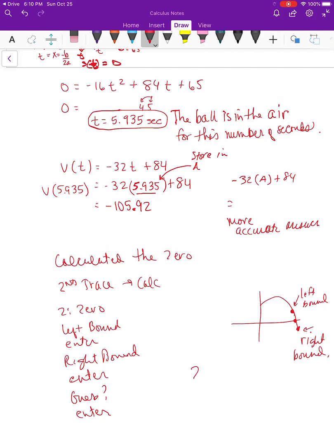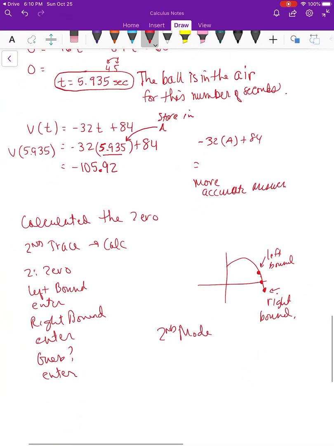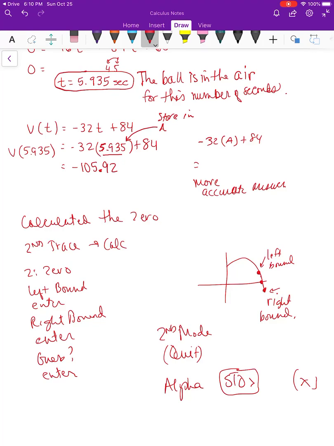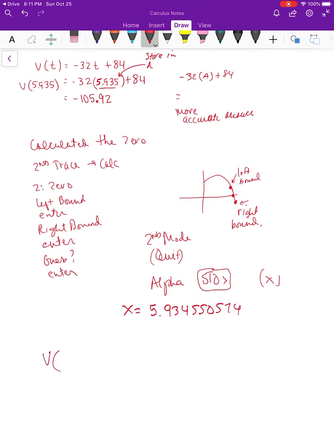And once it gave me that, I went out, I said second quit, or second mode for quit. Oops, sorry. Second mode, and that was for quit. And I said alpha, the STO key, and that was for X. And when I did that, it gave me that 5.934550574. So I know that that is what is in X. So now, if I wanted to find a more accurate velocity at that X value, I can now do negative 32 times X, and I find X by saying alpha store, right? That's the X, and then plus 84. So let's see how much more accurate that will be.